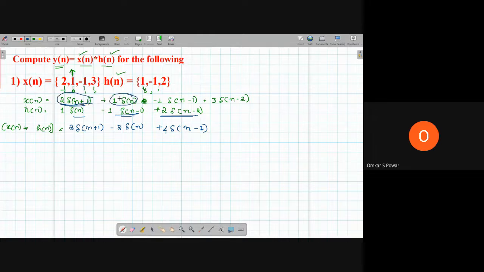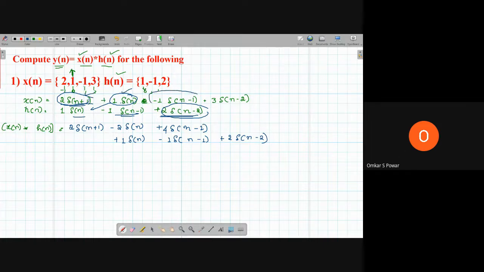We will take the next one and multiply. 1 into del of n into 1 into del of n is 1 into del of n. I am writing below this one so that we can add easily. Then 1 into del of n minus 1 into del of n minus 1 is minus 1 into del of n minus 1. Then 1 into del of n into 2 into del of n minus 2 is equal to 2 into del of n minus 2. So we have finished the second one.